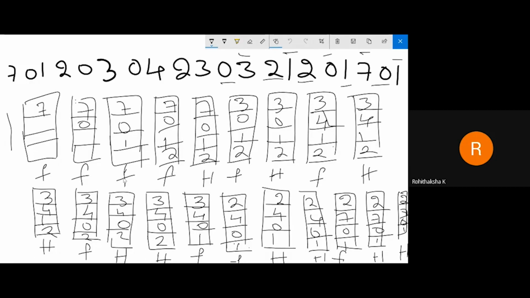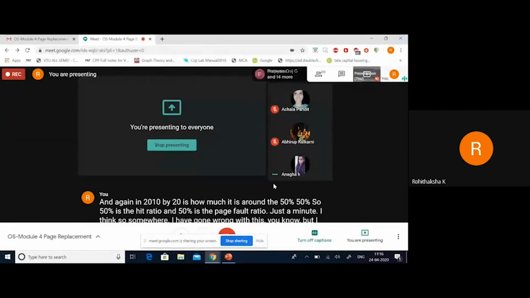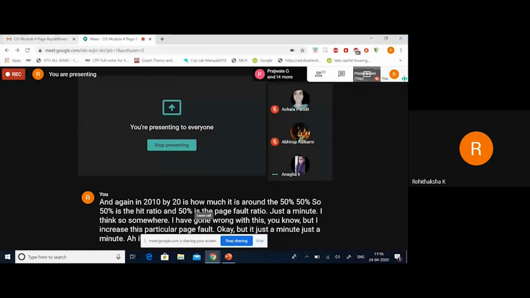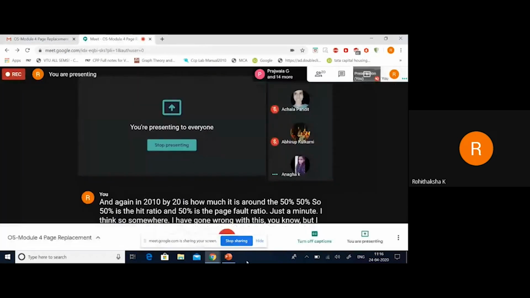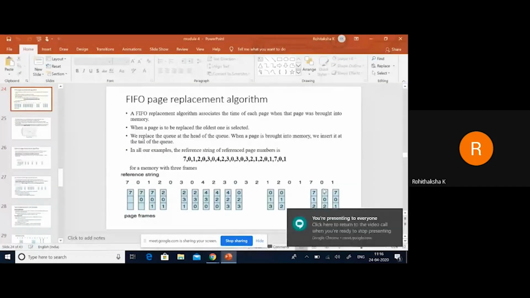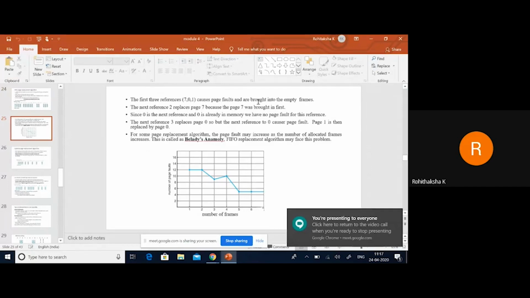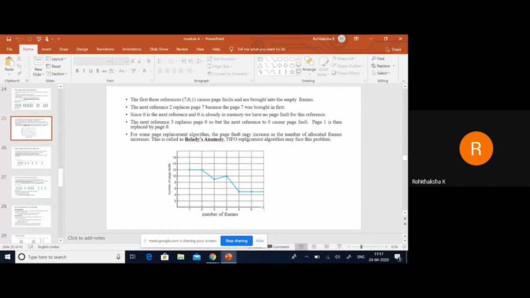So 50% is the hit ratio and 50% is the page fault ratio. Just a minute. I think somewhere I have gone wrong with this. Whenever I increase the frames, the page faults should increase. If I go with this, 7 0 1 2, I have page faults because of the first three, because page 7 was brought in.